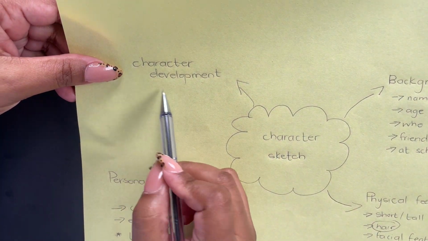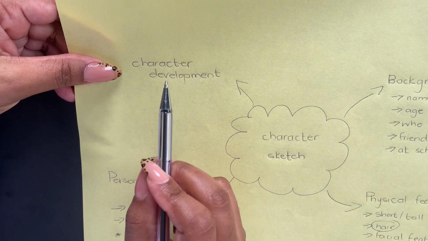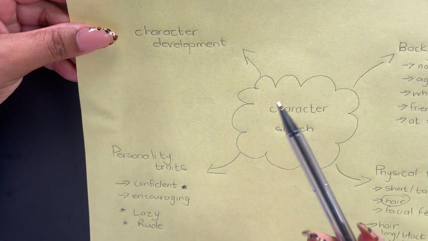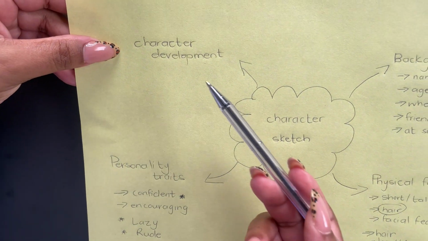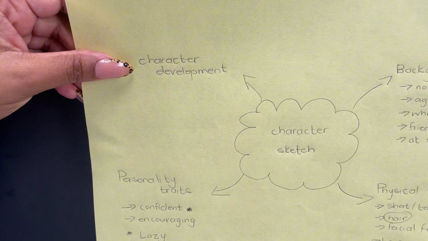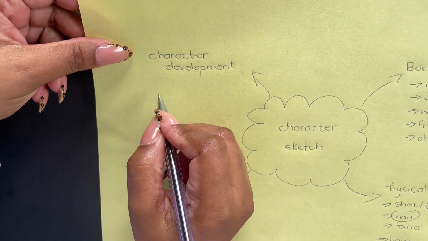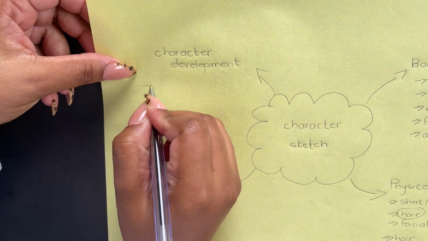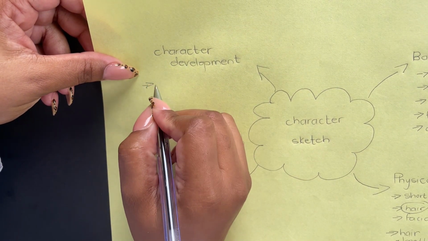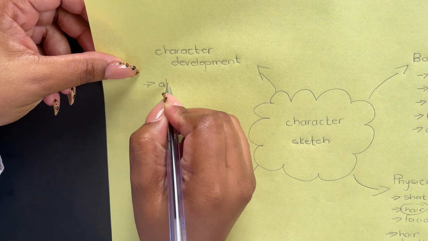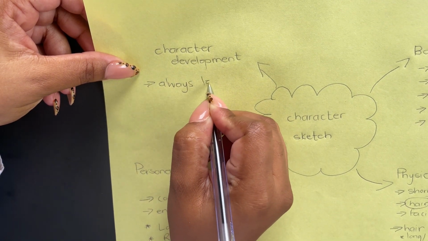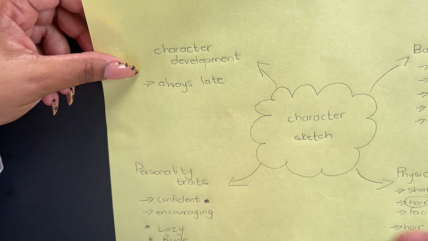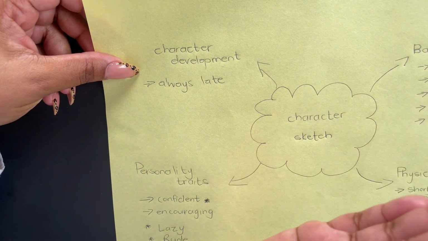Finally, we get to character development. Now here, you really need to know about your character. Usually the personality traits of a character influence the character development. All right, now let's say our character is a character that, let's just pick one thing to focus on, always late. Whether it's for a class, for a party invite, anything, this character is just always late.